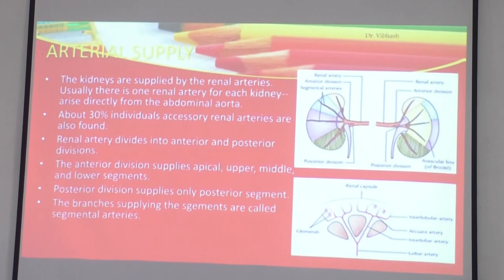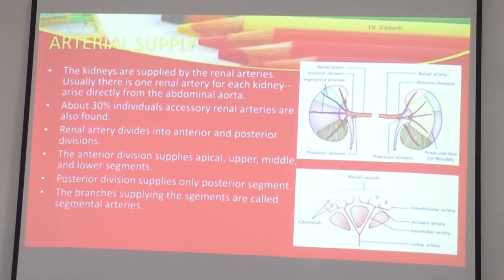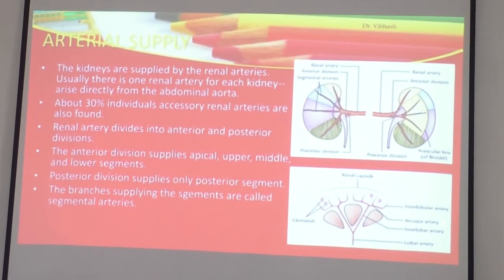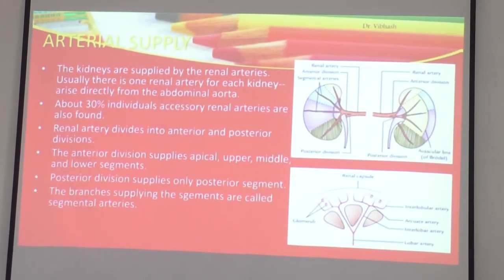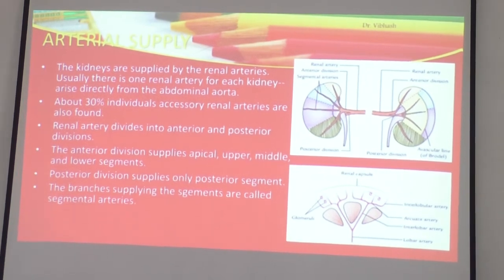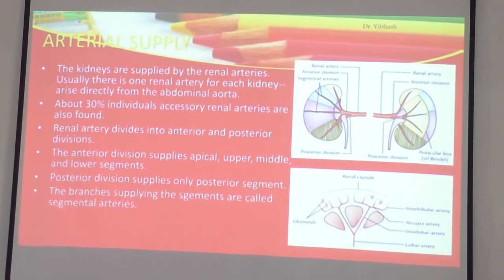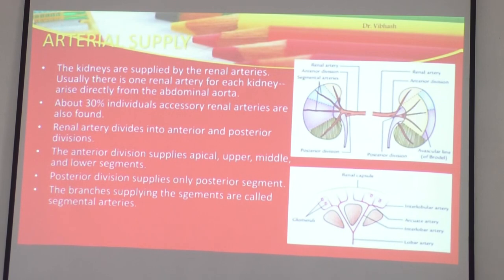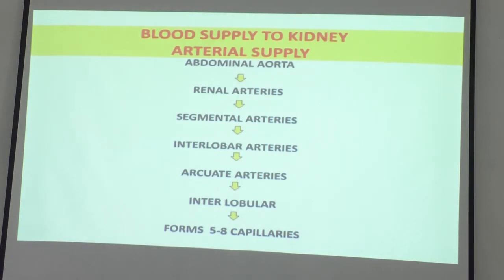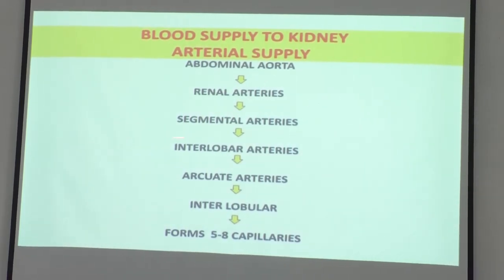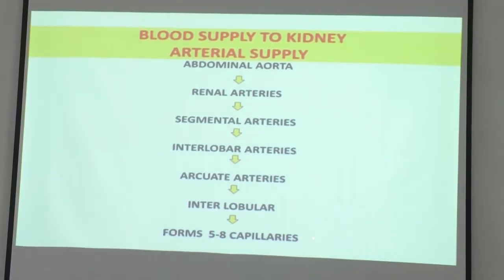Then segmental arteries divide into interlobar arteries, passing between the pyramids within the renal columns. And then they divide into arcuate arteries. From the arcuate artery arise the interlobular arteries. From these, the afferent arterioles arise and form the glomerular capillary plexus. From the efferent arteriole comes the peritubular capillary plexus. Okay, so this is the division: abdominal aorta giving renal arteries, segmental arteries, interlobar, then arcuate, then interlobular, then capillaries.